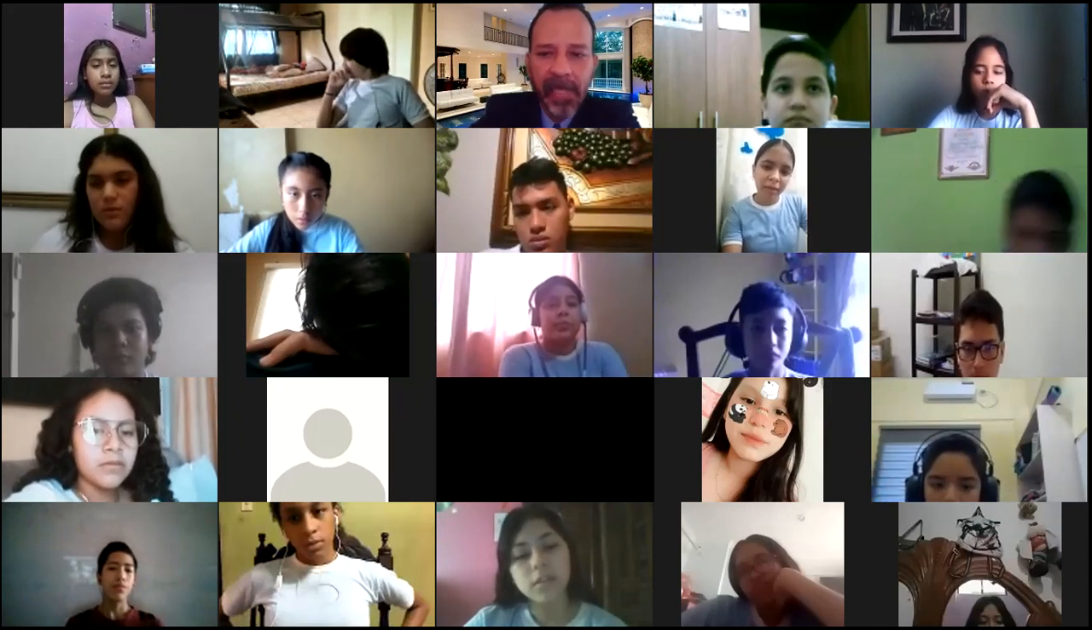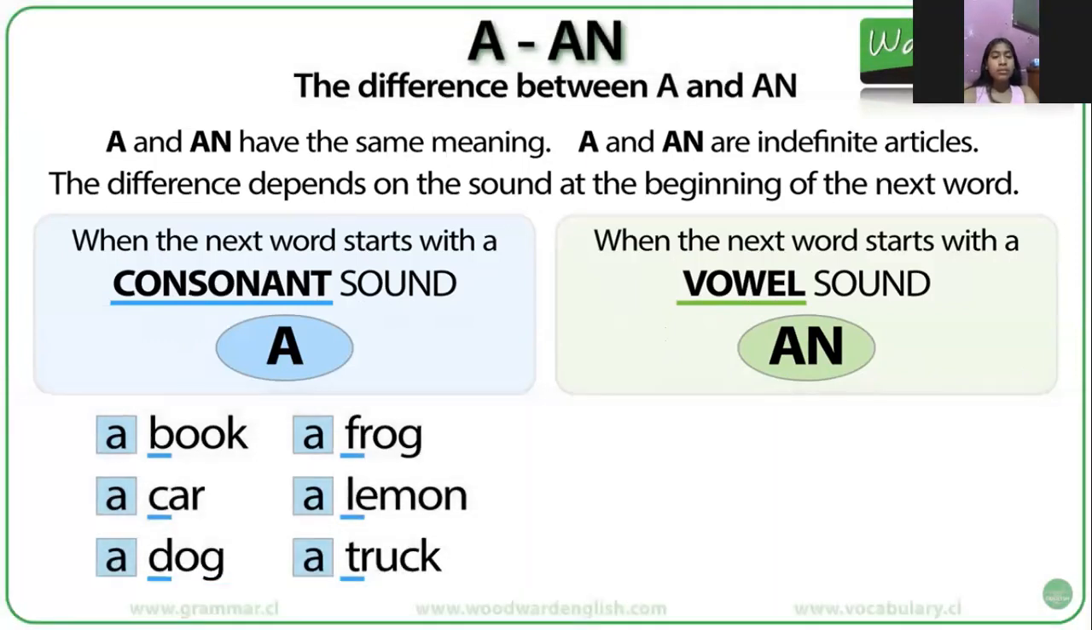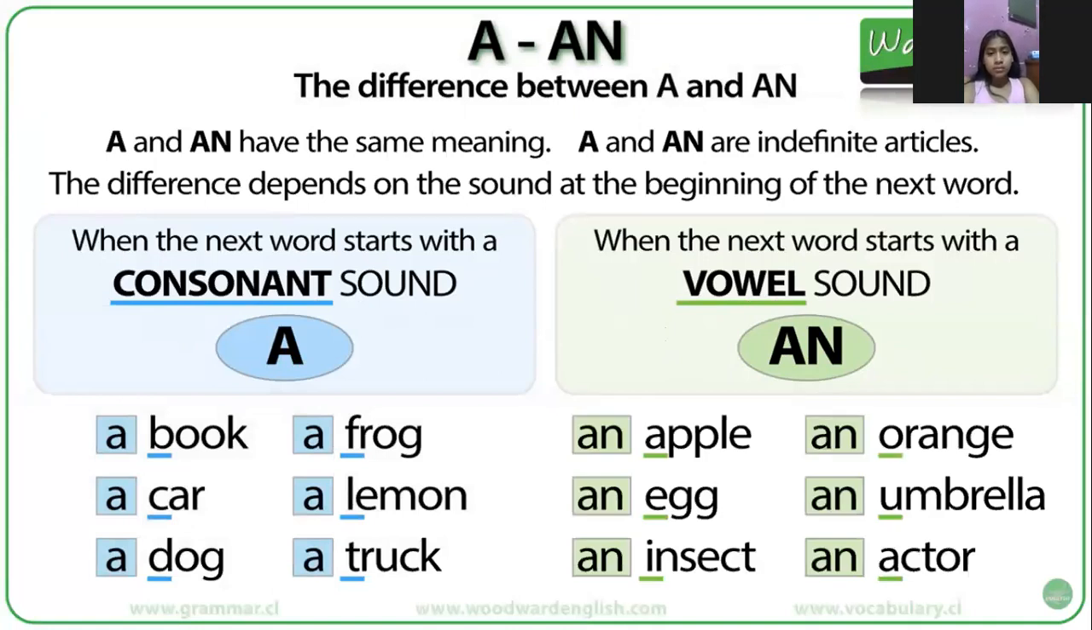Now let's go with an. When the next word starts with a vowel sound, we use the article an. Remember, a vowel sound before the word, you use an. Consonant sound, you use a. That's different. Remember, the vowels in English are a, e, i, o, u. Those are the vowels. Let's look at the examples. Apple begins with an A sound, which is a vowel. So we use the article an before it. We say an apple. Repeat.